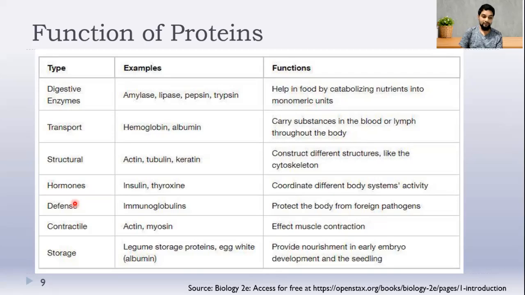Proteins are also important in defending our body against pathogens. Proteins are important in movement. For example, we have actin and myosin. These are structures that are made using protein. And in some cases, the protein is used as storage.